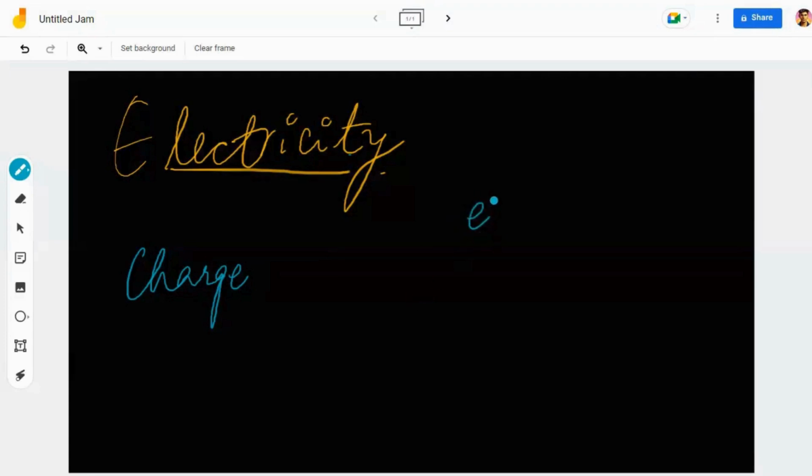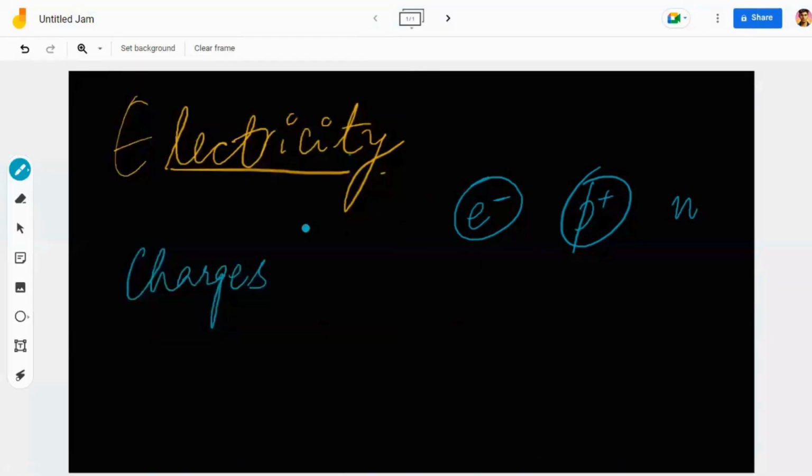The charge on an electron is negative. Yes. A proton is positive, and a neutron is neutral. So what happens when these charges flow? When these charges flow, it creates electricity.